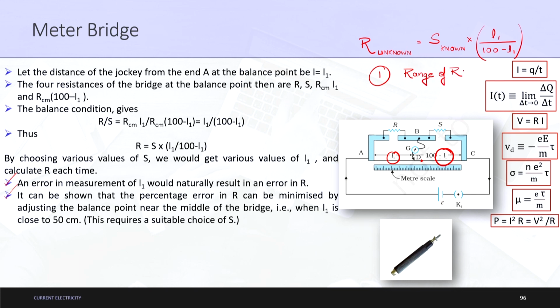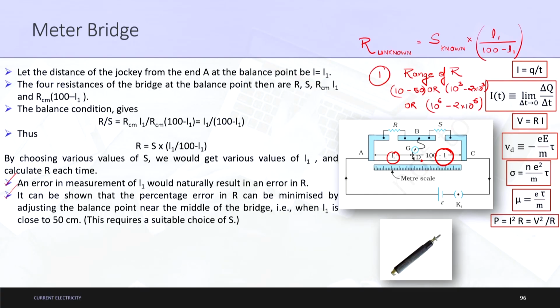Range of capital R means at least you should know that it is, let us say, 10 to 50 ohms, or it is 10 to the power 3 to, let us say, 2 into 10 to the power 3 ohms, or it is 10 to the power 6 to 2 into 10 to the power 6 ohms. At least you should know the range of capital R. Why is it necessary? So that you can use the value of known resistance S in that range only.